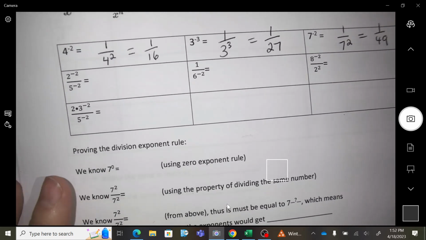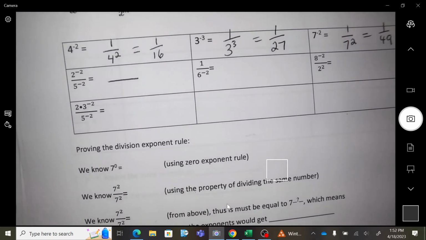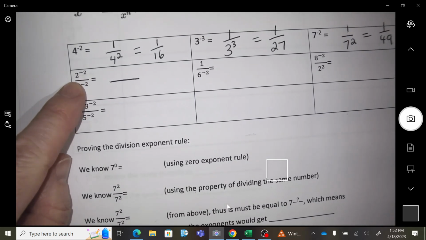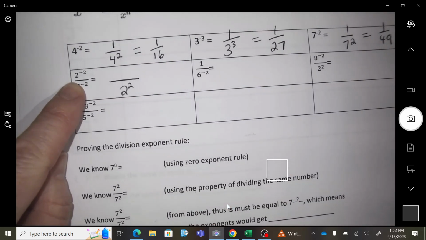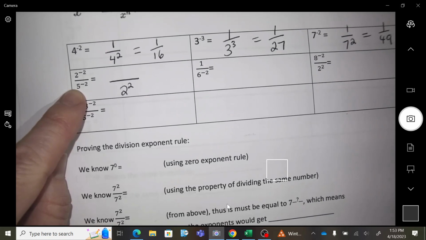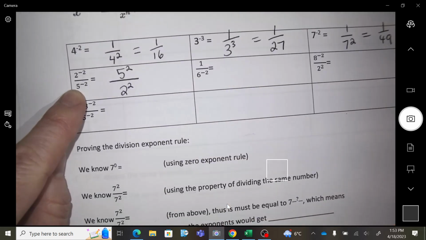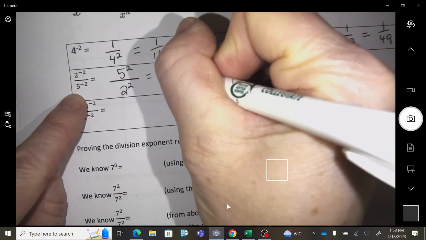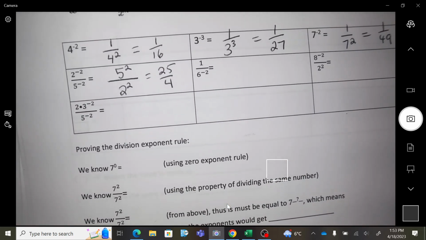Okay, so the next one, I have 2 parts. So I'm going to draw a fraction right now. So 2 to a negative 2, if I move it to the bottom, it'd be 2 squared. 5 to a negative 2 is on the bottom. So I would move it to the top as a positive exponent. So that would be the fraction 25 over 4.